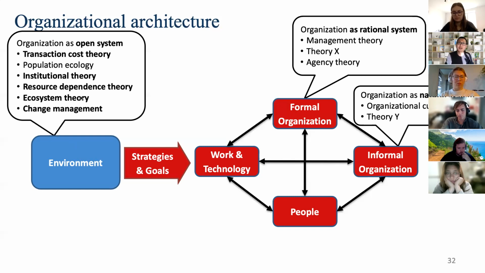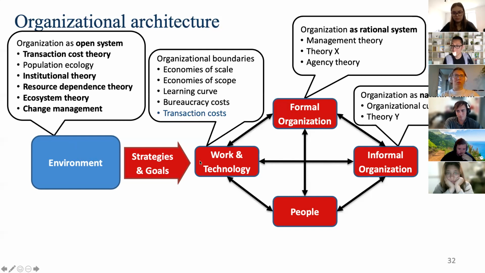So these are the 3 views of organization: rational system, natural system, and open system. But in addition to that, we also cover some important concepts. For example, in the second lecture, we talk about organizational boundaries, and you should know what factors will determine the boundaries. When we talk about the horizontal boundary, we have economy of scale, economies of scope, and learning curve.